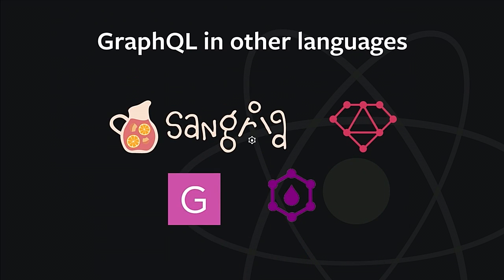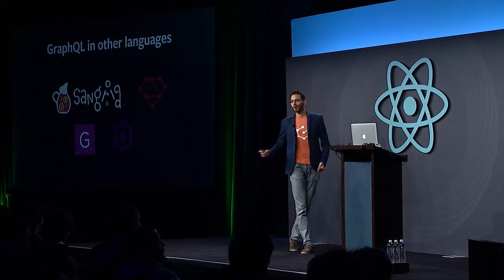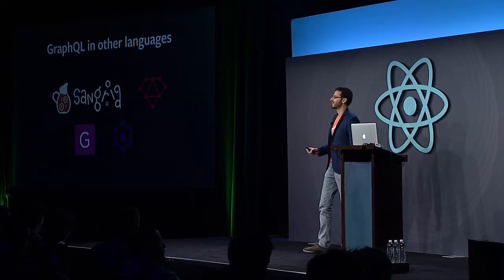But what happens if your backend is not actually in Python or JavaScript? I have good news. GraphQL is implemented in almost any language. If your backend is in Scala, you can use Sangria. If your backend is in Ruby, you have GraphQL Ruby, and also for Go, Elixir, and almost any language. I believe Facebook will open source the Hack implementation at some point. I guess not very soon, maybe in a year or so. You will have to ask them.